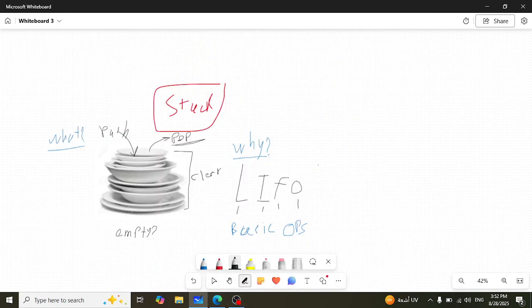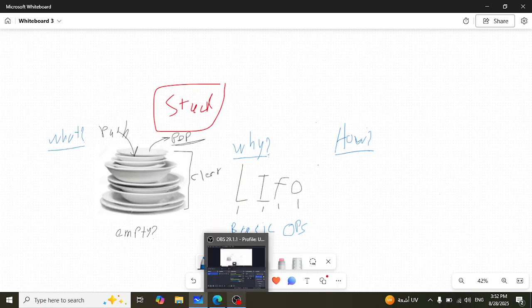Okay, let's continue. For the third question, which is how, we should discuss this question in the next session and also solve some practical examples, code them and solve some problems.